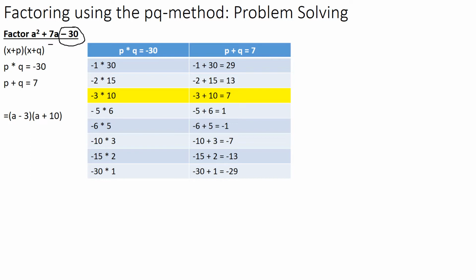And then I add up all those factors. Negative 1 times 30 is negative 30, and negative 1 plus 30 is 29. And you can see it's the third one down. Negative 3 times 10 is negative 30, and negative 3 plus 10 is 7. And that's the number we're looking for. Now we've factored it out. Our a squared plus 7a minus 30 becomes a minus 3 and a plus 10.